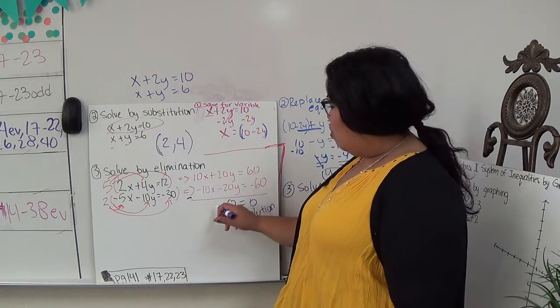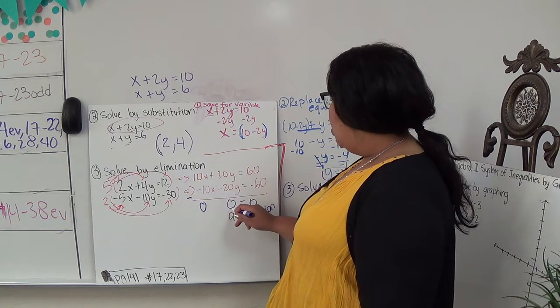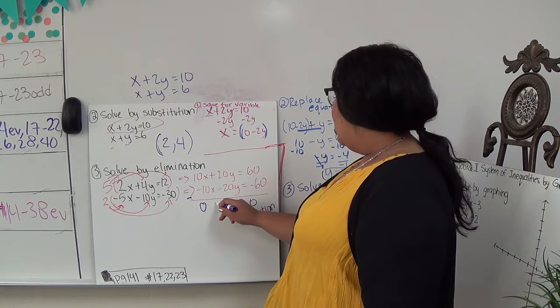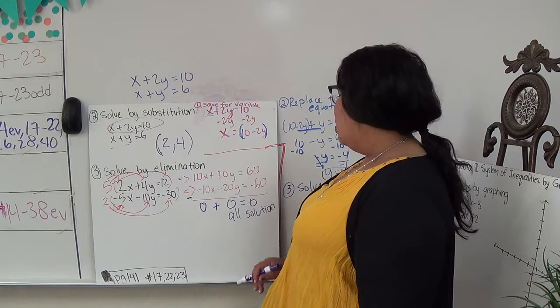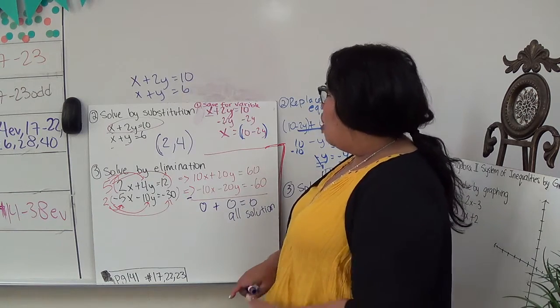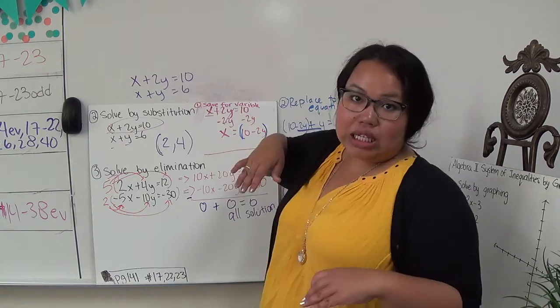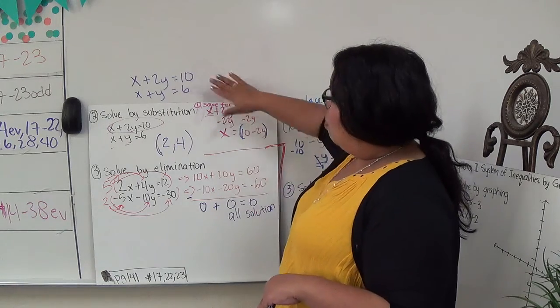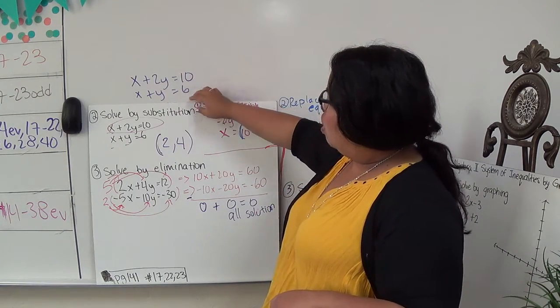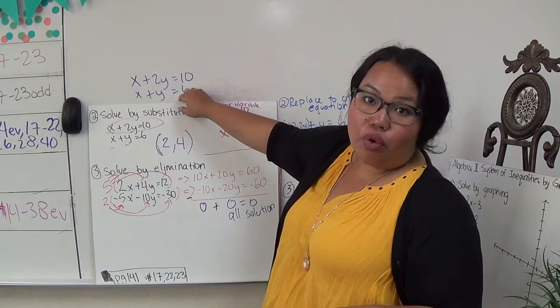10 minus 10 equals 0, right? 20 minus 20 equals 0. 60 minus 60 is 0, so I end up with 0 equals 0, which means it's all solutions. But I want you to see elimination in its full length. So go ahead and write this down, and we're going to solve this one, the substitution one, and we should be ending up with 2, 4, right?